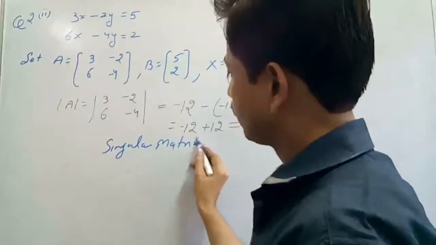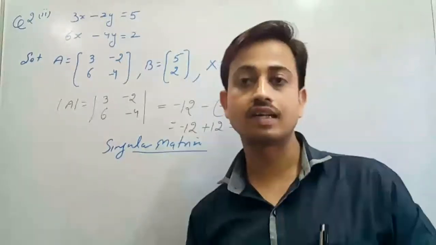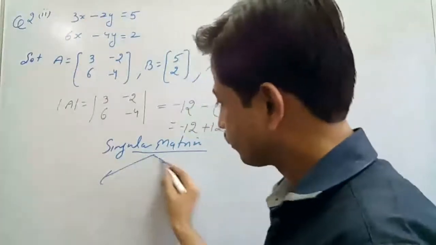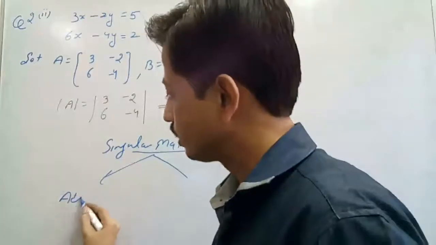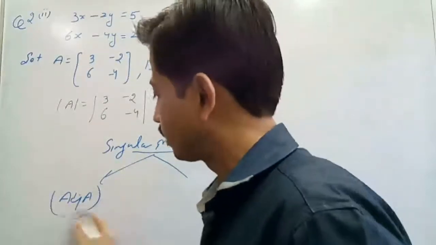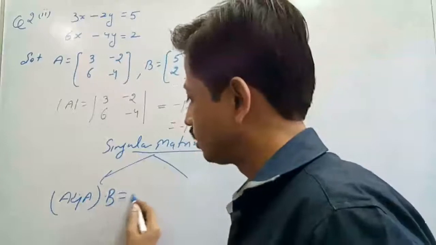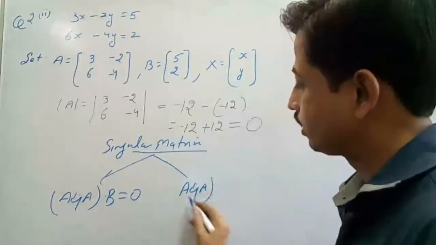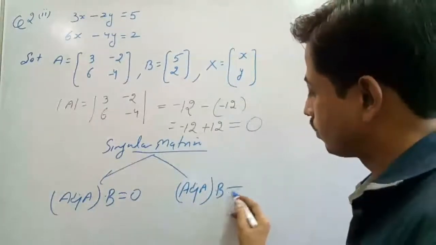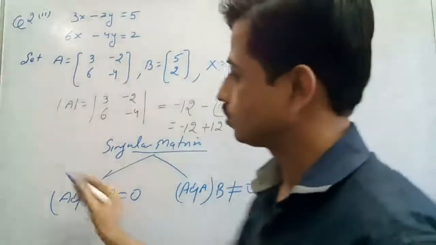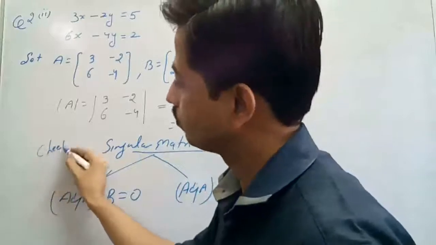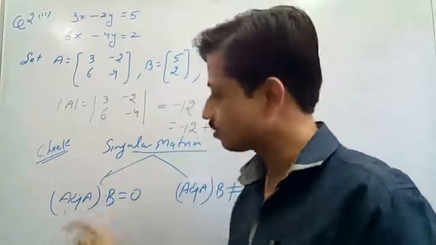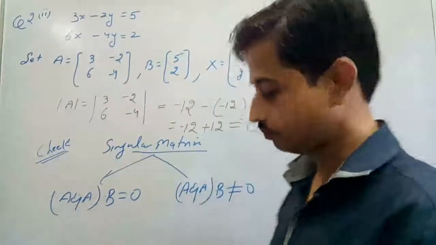4, and we get singular matrix. And what are the conditions? In this we have to check: adjoint of A into B is 0, or adjoint of A into B not equal to 0. So for checking, we have to first calculate the adjoint.